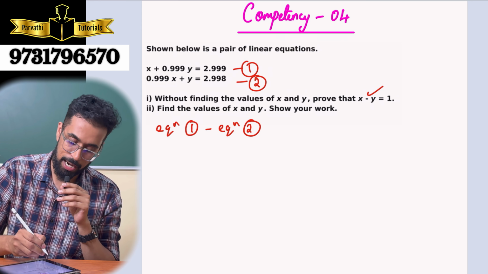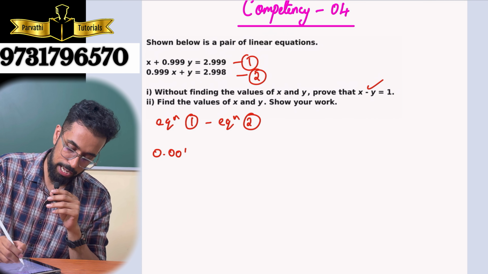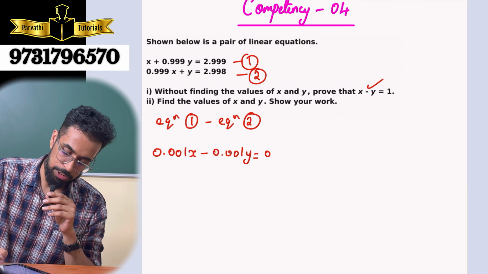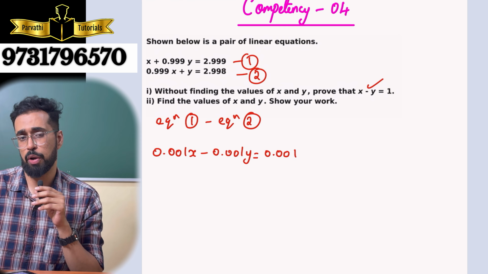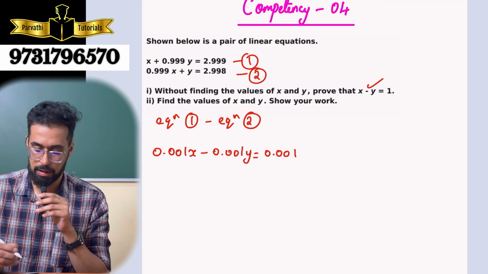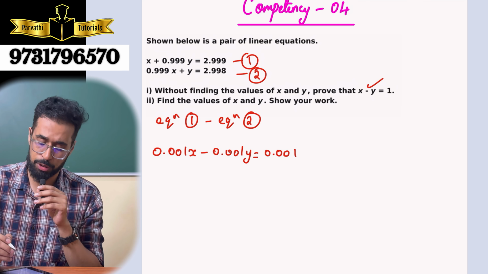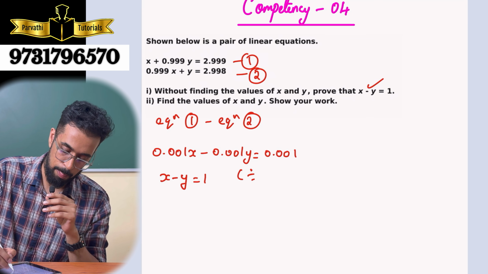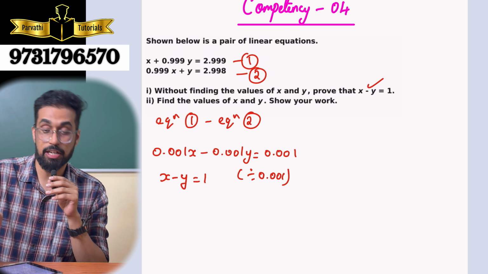Once we do that, we will be getting 0.001x minus 0.001y, which will be equal to 0.001. Now what do we do? To simplify this further, we will divide throughout by 0.001. That would give us x minus y is equal to 1. So our first part is done.